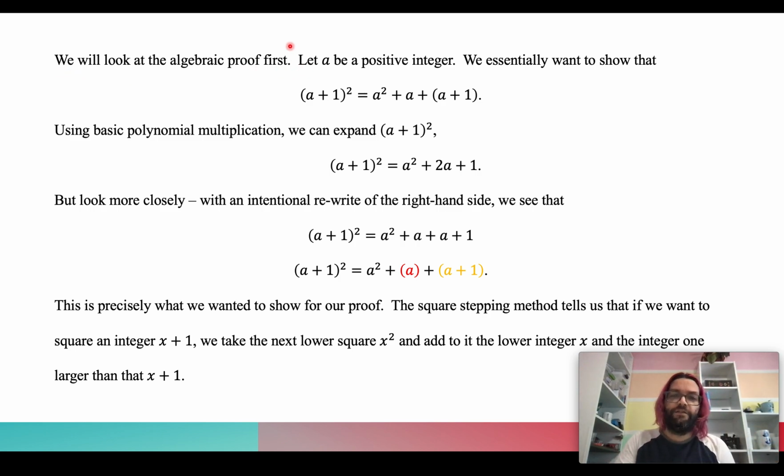The next thing I did, this word right here is really powerful. The word "let" is a word that lets you know that you're about to define something. So right here I say, let a be a positive integer. So okay, we now know that a is an integer. It's a whole number and it's positive. It's not zero, it's not negative.